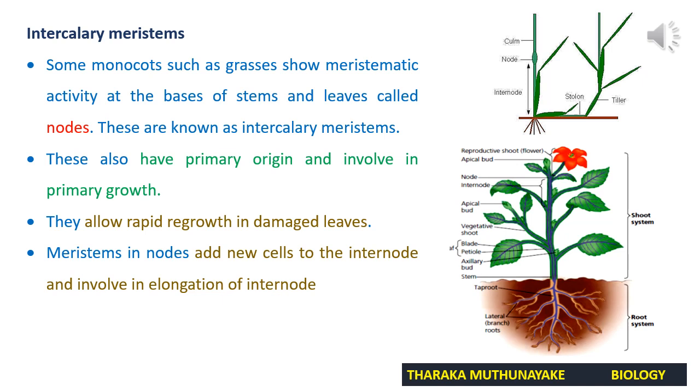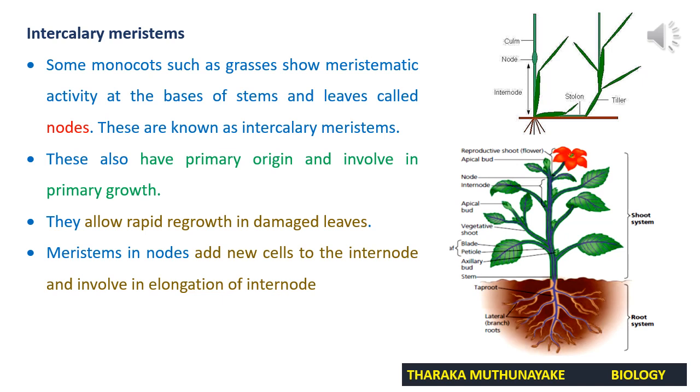Okay, then the distance in between two nodes is known as internode. Here not only in these monocots, dicot plants also possess nodes and internodes. Look at the other diagram. Here node is labeled. It is found at the base of the leaf of the stem. And also, as we said, the distance or the gap between two adjacent nodes is known as internode.